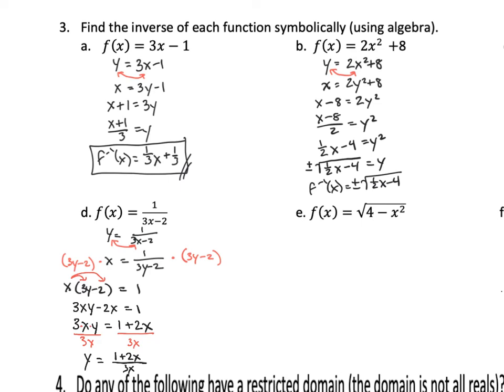Now, this is as simplified as we can get. We cannot get any farther than this because of that 1 plus in the numerator. So I ran out of space. For our last step, we're going to replace y with f inverse of x. So I'll have f inverse of x is equal to (1 plus 2x) over 3x. And there we have it. So that's finding inverses with ordered pairs or tables, as well as graphs and equations.